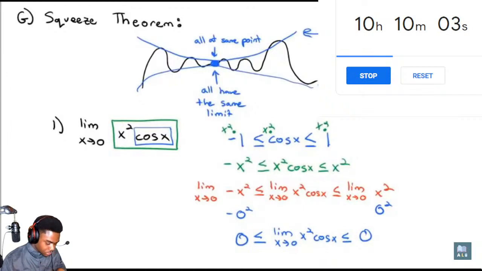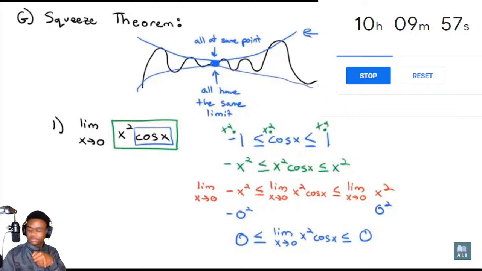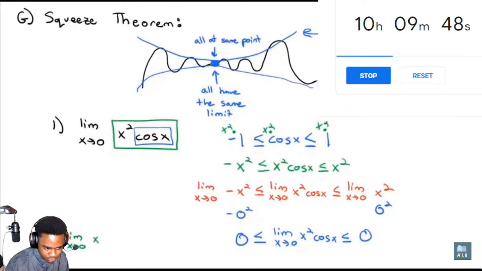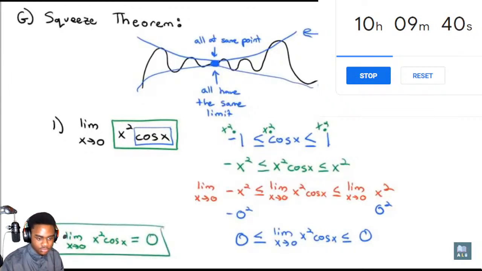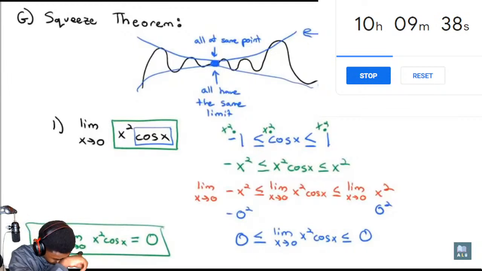So if the limit is less than or equal to 0 and greater than or equal to 0, it must be equal to 0. Stay hydrated. Remember, stay hydrated, guys. So the limit as x goes to 0 of x squared cosine x is equal to 0 because it's been squeezed in between these other two functions that both go to 0.